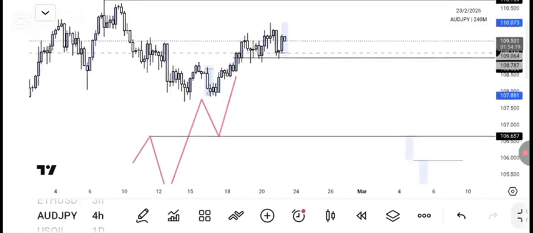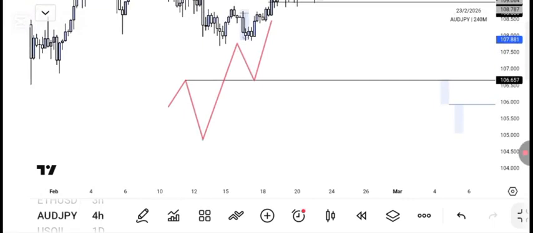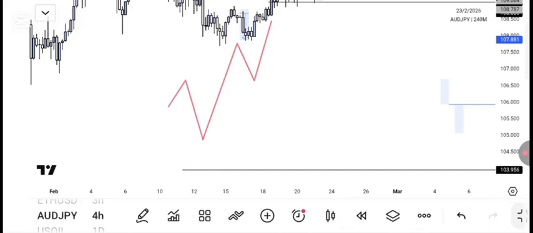How do I move this thing out of where this chart is? Sorry guys, let me shift it down.